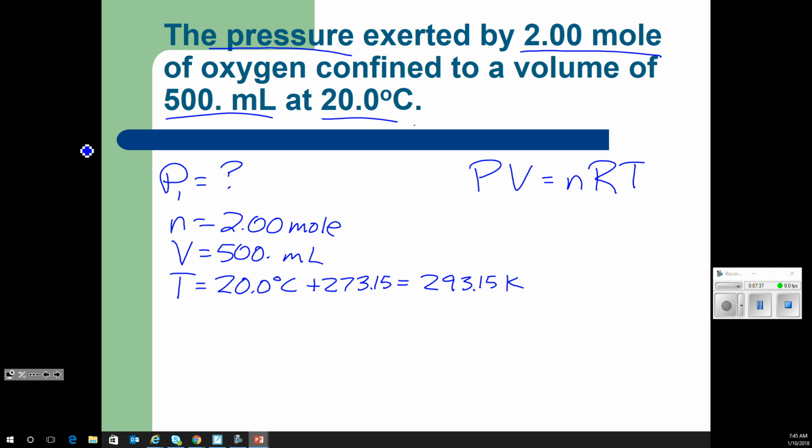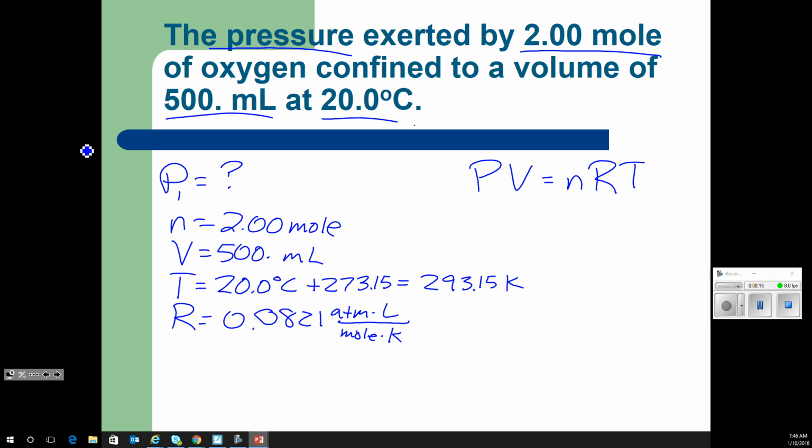Now, I need R. Does anybody remember what R is? R is a constant. If I don't remember what R is, it better be something that is on my 3x5 card. R tells me what every single one of the variables in PV equals nRT need to be in. So my pressure needs to be in atmospheres. That's okay because I'm looking for it anyway. My n or my moles need to be in moles. They are in moles. My volume needs to be in liters.